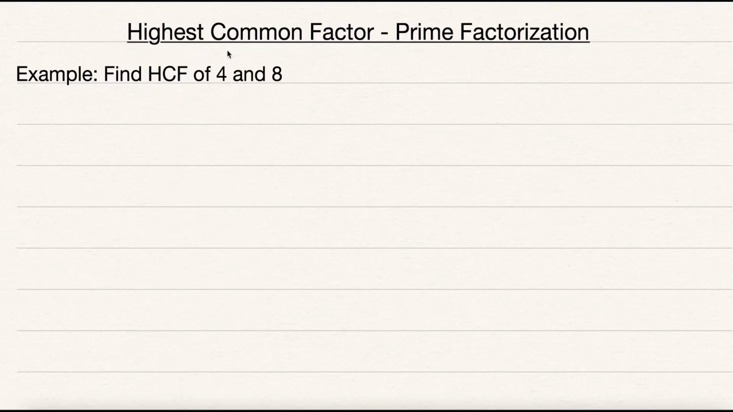In this video, we will find the highest common factor of numbers using prime factorization. In the first example, we need to find the HCF or the highest common factor of 4 and 8.